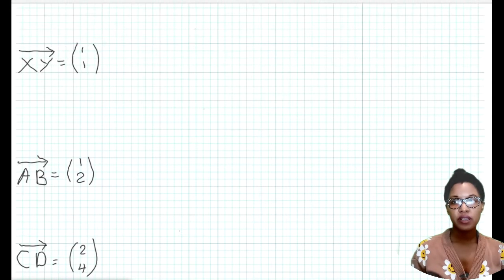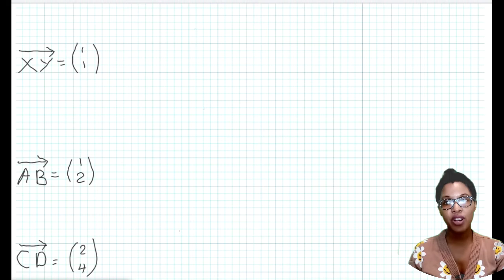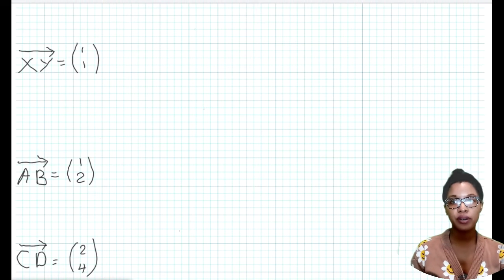To draw a vector, we need a grid. You can use a graph page or draw some grids in your notebook. Remember always to go left or right first, then you can go up or down. So let's do the first vector, which is XY equal to (1, 1). So 1 is the x and the y value.